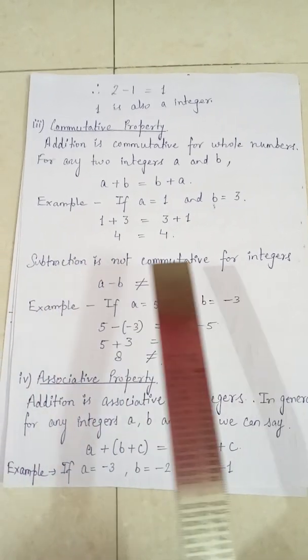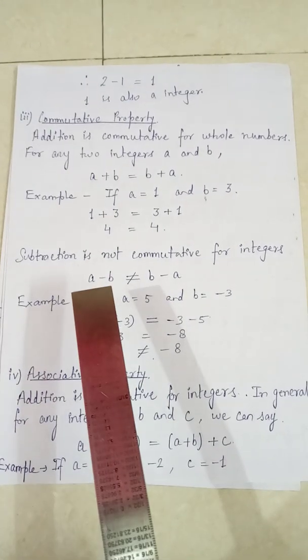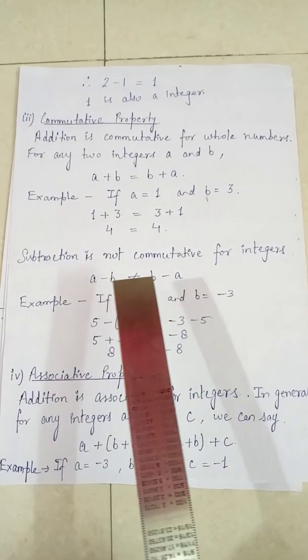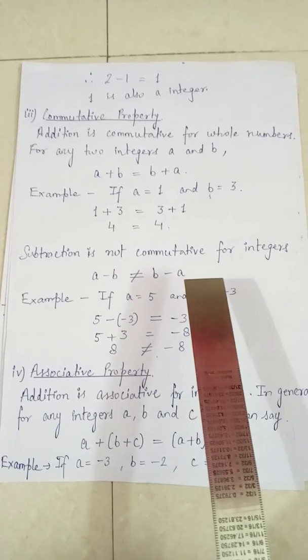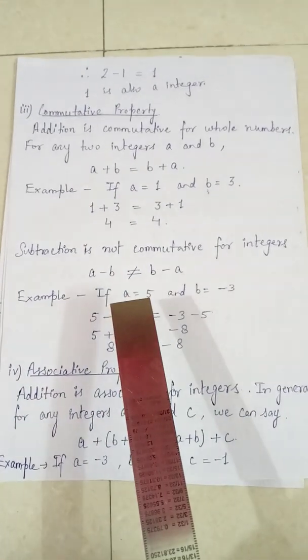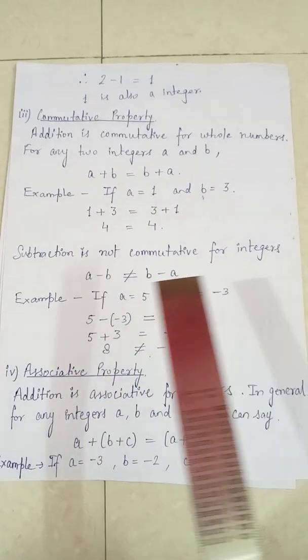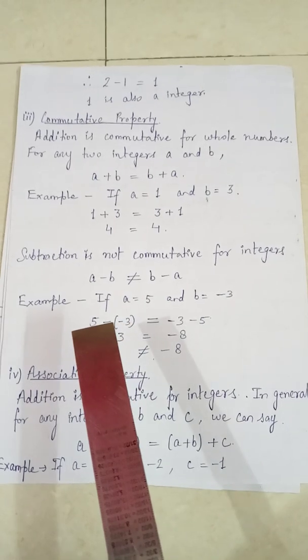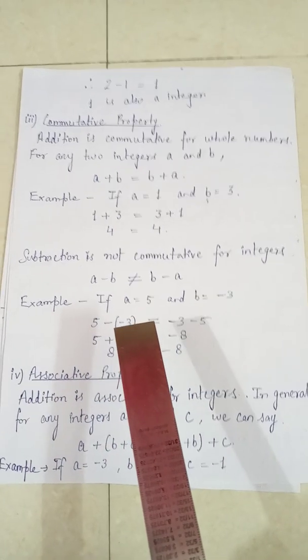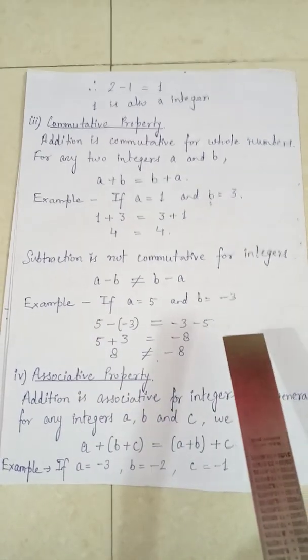Subtraction is not commutative for integers. A minus b will not be equal to b minus a. Example: if a equal to 5 and b equal to minus 3, therefore 5 minus bracket minus 3 versus minus 3 minus 5.